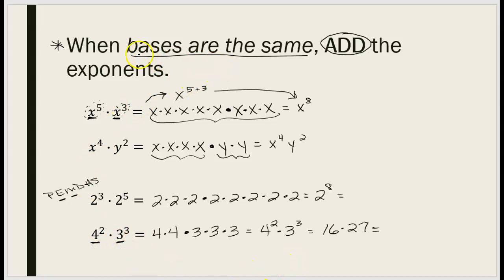So this goes right back up to the rule. When the bases are the same, you can add the exponents. All right.